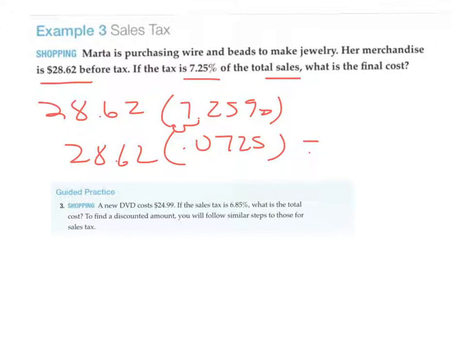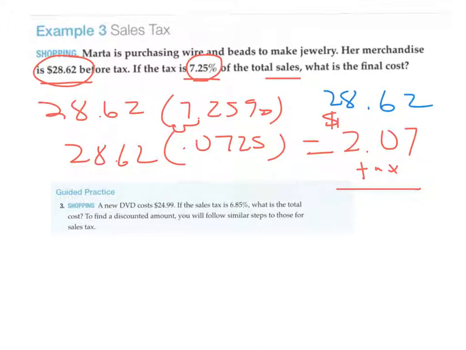And so now you just take your calculator and multiply that out, and that tells you the tax. So 28.62 times 0.0725 gives us $2.07 tax. This is the tax. To find tax, you're taking your percent times what you're buying. Now, to find our total price, because that's what we're trying to do now, I'm going to add $2.07 to 28.62. So 28.62 plus the tax, $2.07, I get my total price of $30.69. So when you're dealing with tax, you're adding it back on.